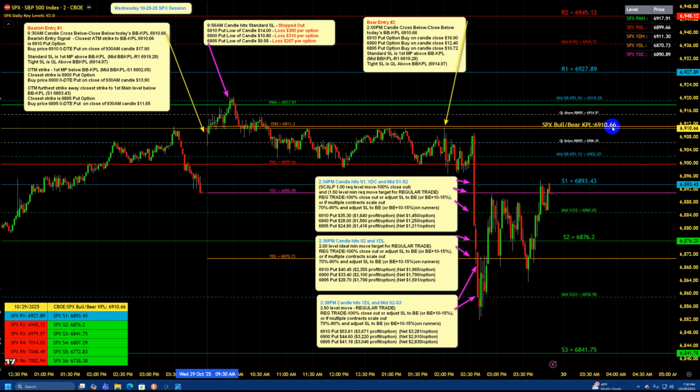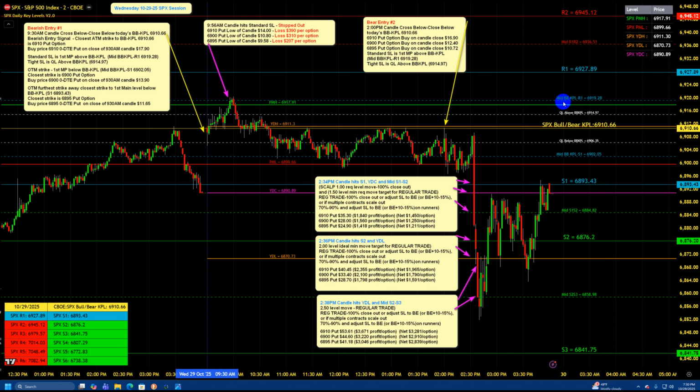So this is the level we're trading. It's a bearish trade. On a bearish trade, the QL level above the level you're trading is the tight stop loss. And the first midpoint level above the main level is your standard stop loss. The standard stop loss is the recommended stop loss to use.